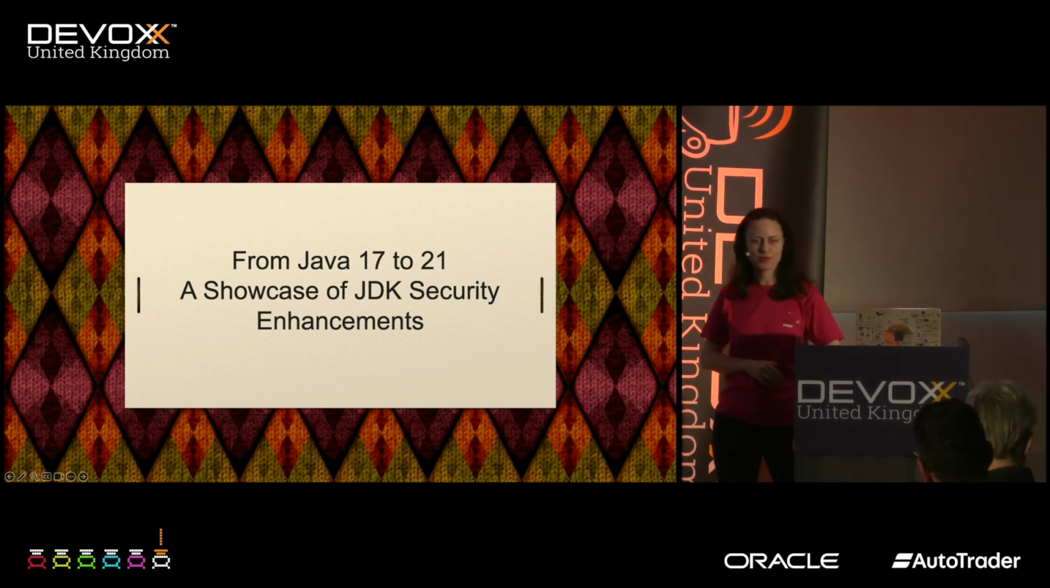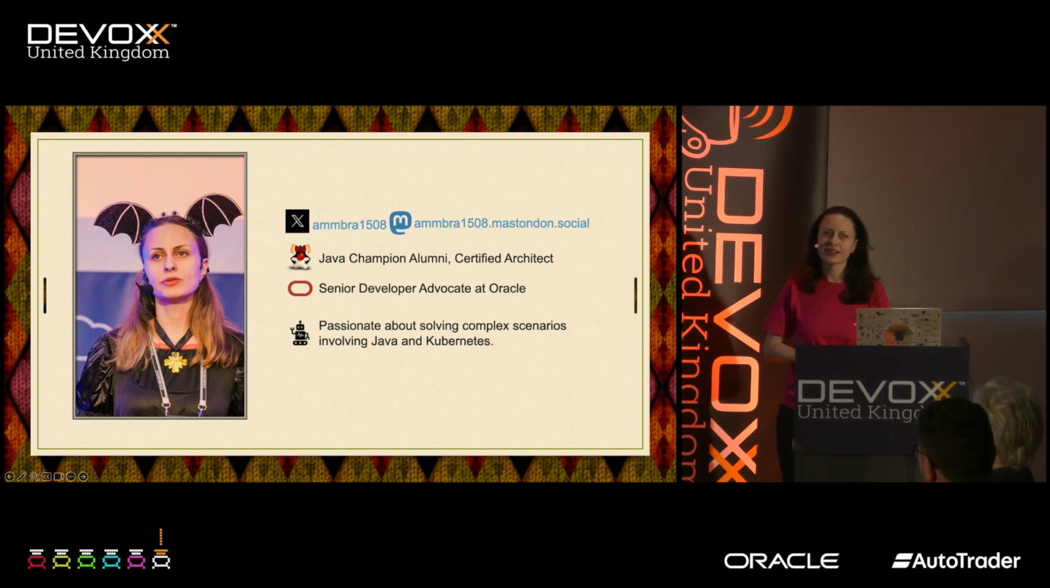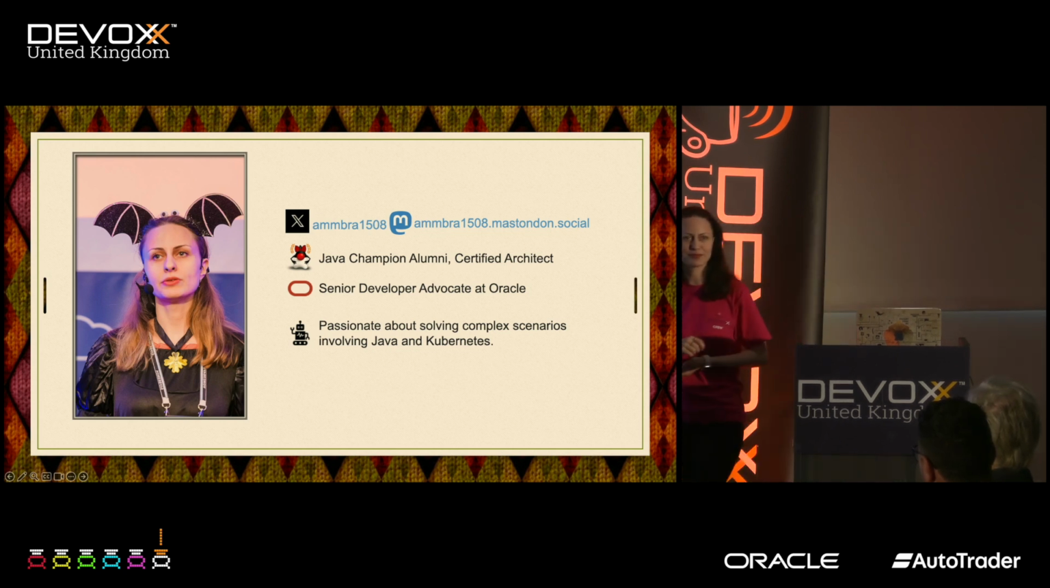I am Anna, and probably you've seen this yesterday at the keynote. How many of you were yesterday at the beginning at 9 a.m.? Okay. And you got the explanation that I like to dress up from time to time as a vampire. But there's an explanation for this one as well.